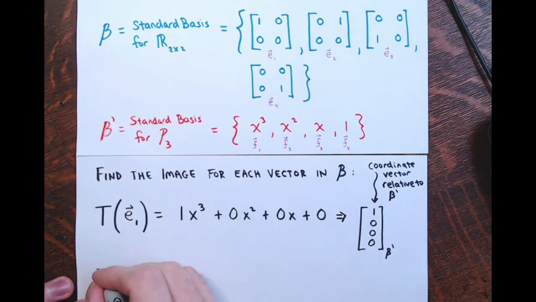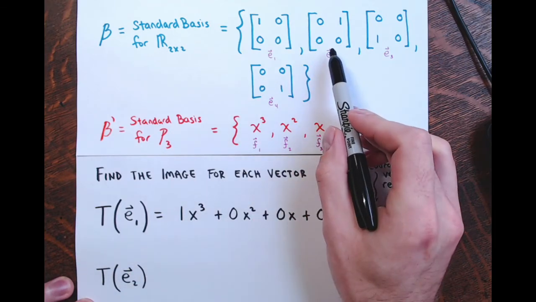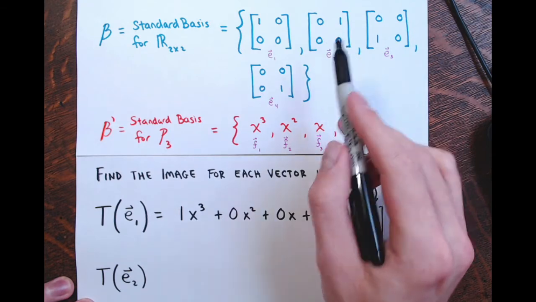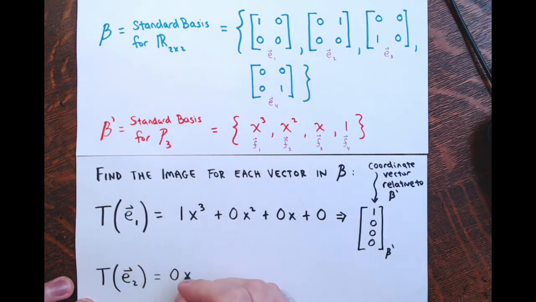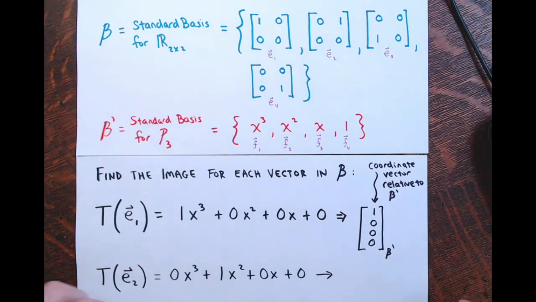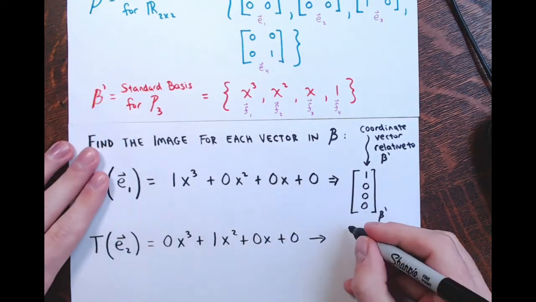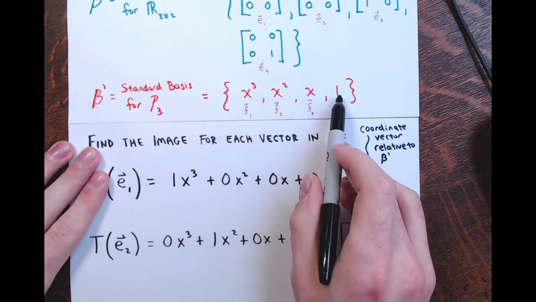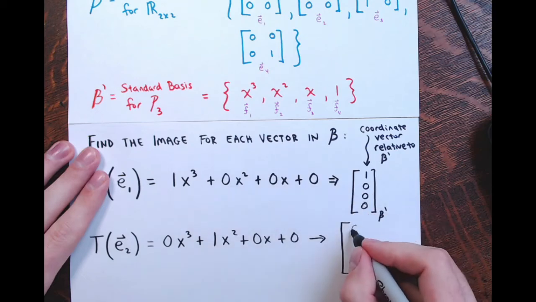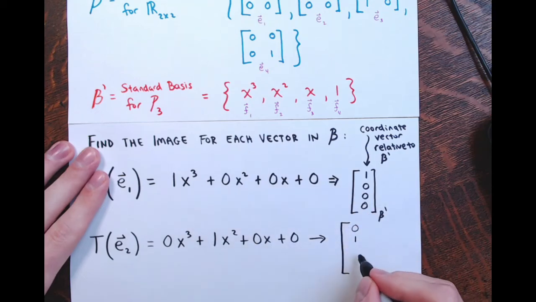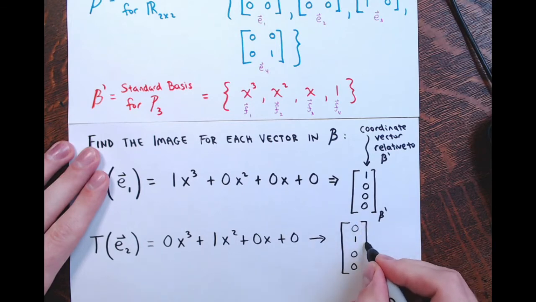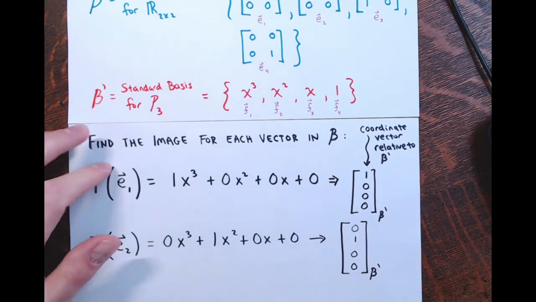Alright, what's the image of E2? Right, the second standard basis vector, this matrix, with the 0, 1, 0, 0. Well, this would be 0x cubed plus 1x squared plus 0x plus 0. And again, I'm going to translate this to its coordinates relative to B prime. So again, the way I wrote B prime is this order. So you see it's 0x cubed, 1x squared, 0x, 0 times 1. And this is again the coordinates relative to B prime.